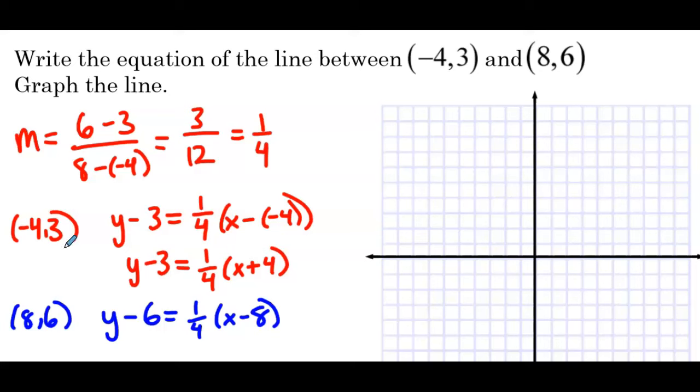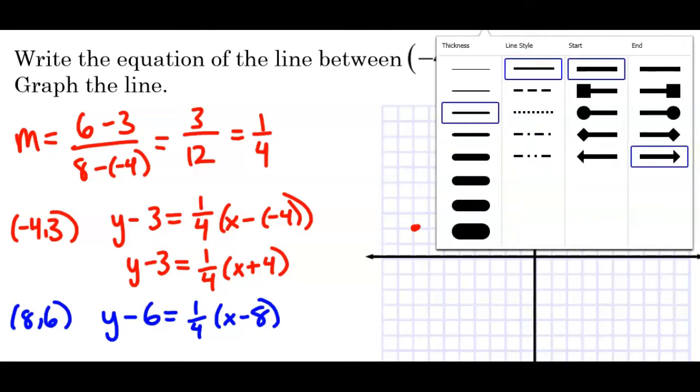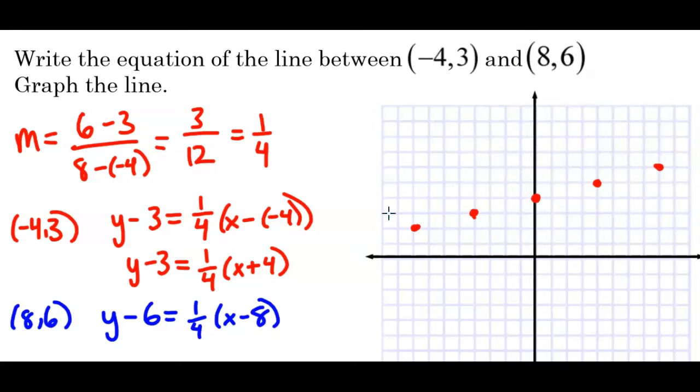Now, graphing the line, we'll plot the point (-4, 3), and then a slope of 1/4, so up 1 to the right 4, up 1 to the right 4. And if we want to go down 1 to the left 4, we'll connect our points to create our line.